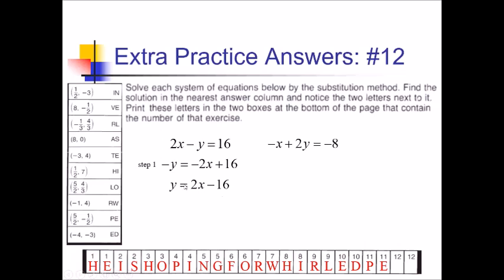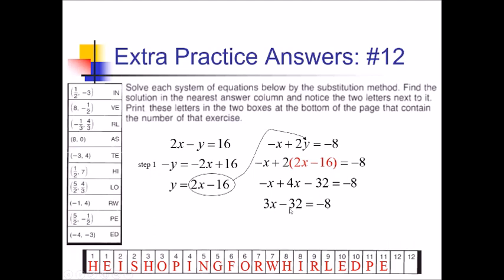Next, I can replace the y in the second equation with this 2x minus 16 expression that I just came up with. So this is going to be negative x plus 2 parentheses 2x minus 16. And then if I distribute that, I've got negative x plus 4x, and then this will be a minus 32 equals -8. Combining like terms, negative x and 4x gives me 3x. And then if I add 32 over to the other side, -8 plus 32 gives me 24. So dividing by 3, I end up with x equals 8.